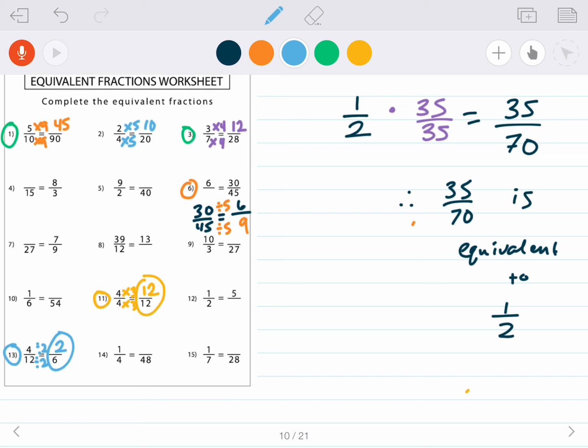All right, so hopefully those examples made sense. Maybe we should do one more. Let's do this one. So on the bottom, 7 times what is 28? Well, that has to be times 4, so I do the same thing in the top. So 1 over 7 is equivalent to 4 over 28.